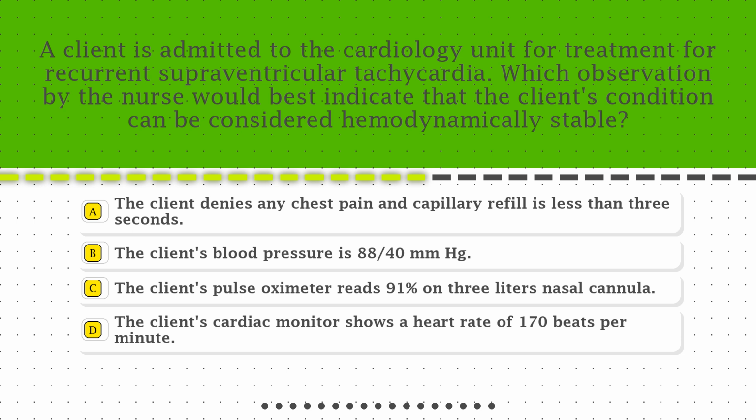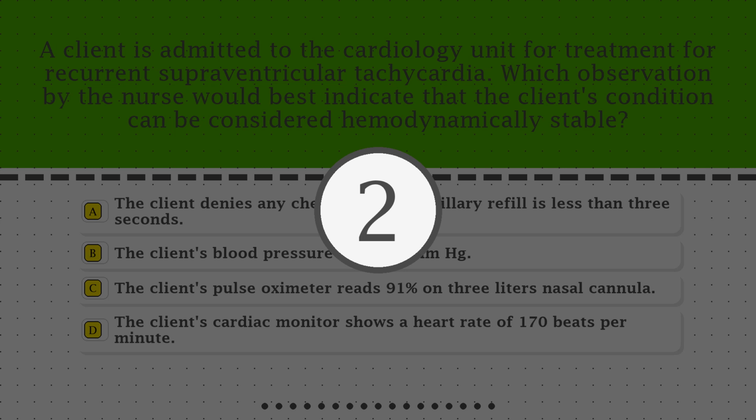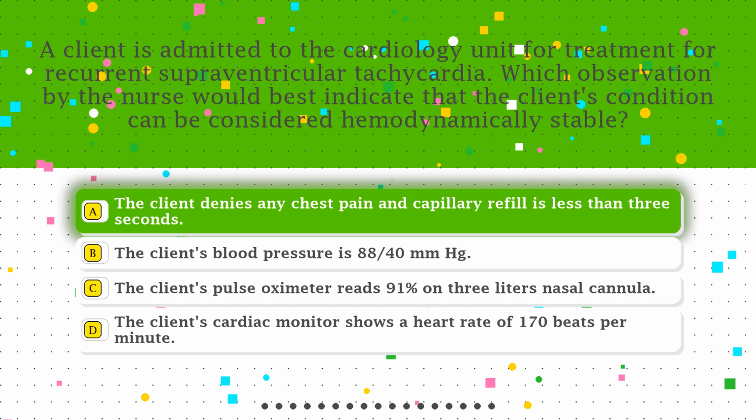Option A. The client denies any chest pain and capillary refill is less than 3 seconds. Option B. The client's blood pressure is 88/40 mmHg. Option C. The client's pulse oximeter reads 91% on 3 liters nasal cannula. Option D. The client's cardiac monitor shows a heart rate of 170 beats per minute. The correct answer is option A. The client denies any chest pain and capillary refill is less than 3 seconds.